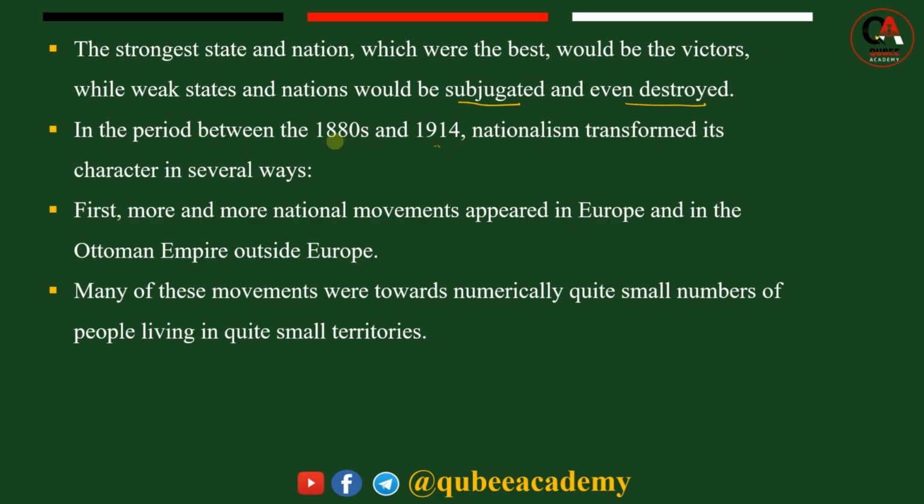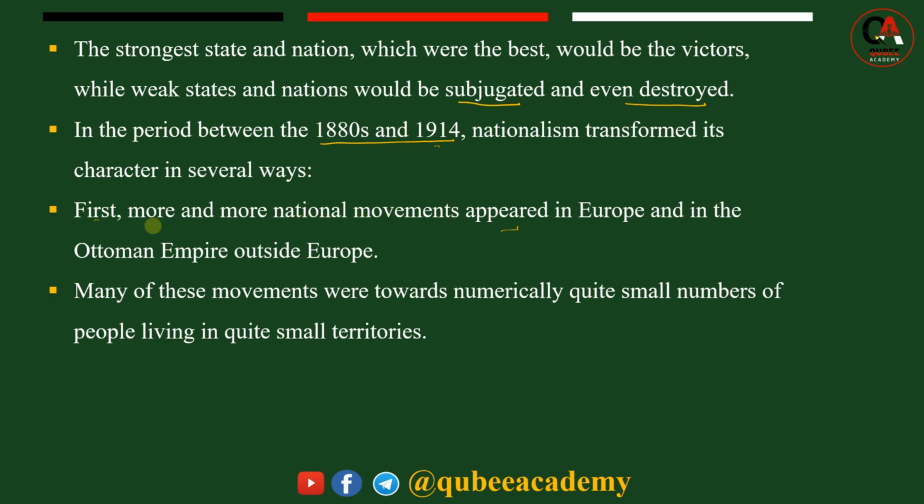So around 1880 up to 1914, meaning what? The outbreak of the First World War. So until that period, nationalism transformed its character in several ways. The first way: nationalism transformed as more and more national movements appeared in Europe. So in European countries from 1880 to 1914, what existed? National movements. So to transform its character, national movements started.